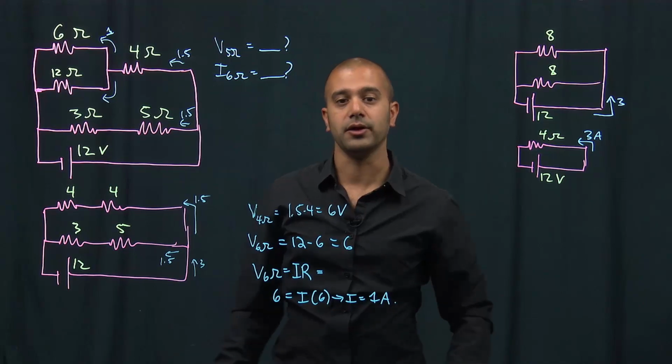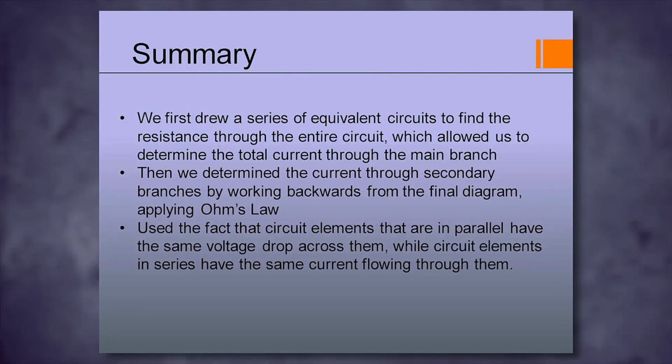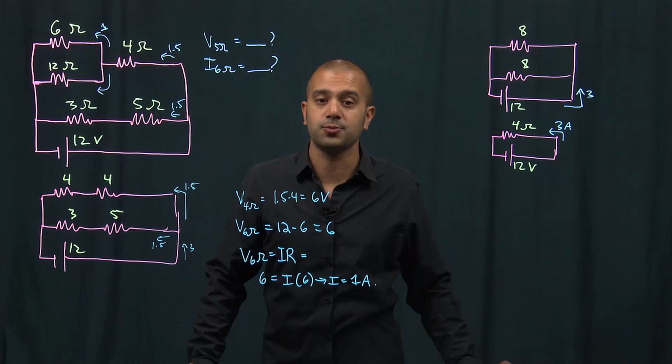So let's take a look at the summary. We first drew a series of equivalent circuits to find the resistance of the entire circuit, which allowed us to determine the total current through the main branch. Then we determined the current through the secondary branches by working backwards from the final diagram, applying Ohm's law many times. We used the fact that the circuit elements that are in parallel have the same voltage drop across them, while circuit elements that are in series have the same current flowing through them. And so that's it for this problem.